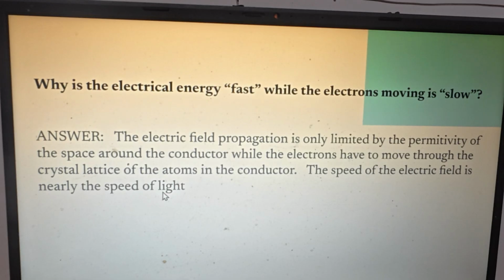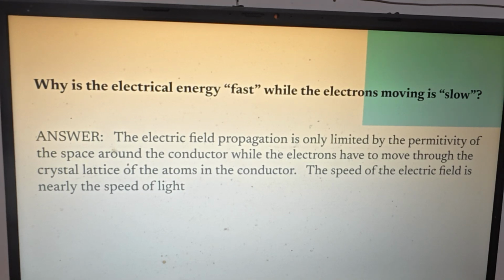Why is electrical energy fast while electrons moving is slow? The answer is the electric field propagation is only limited by the permittivity of space around the conductor, while the electrons have to move through the crystal lattice of the atoms in the conductor. And the speed of the electric field is nearly the speed of light because of that. And so the electric field is what really propagates the energy, not the electrons. The electrons are part of the system. It's actually the electrons themselves, the moving charges, that create the electric field, but the energy is transferred through the electric field and not from the electrons.